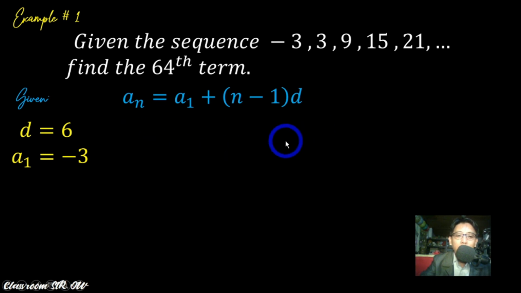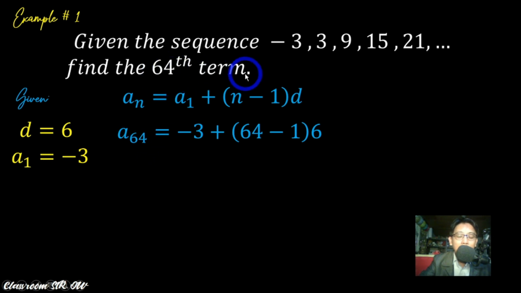Substituting the values to our formula, our n is 64 because we are looking for the 64th term. So meaning to say there are 64 terms all in this sequence. Our a sub 1 is negative 3, our number of terms is 64 minus 1, and our common difference is 6. Simplifying first what is inside the parentheses, we have 63 because 64 minus 1 is 63, multiplied by 6.